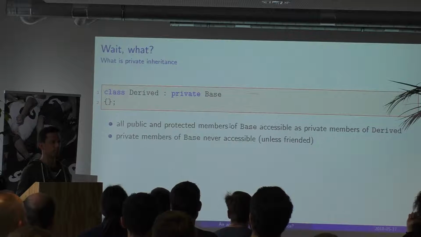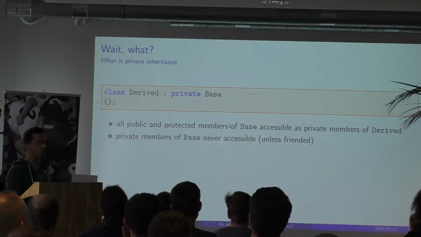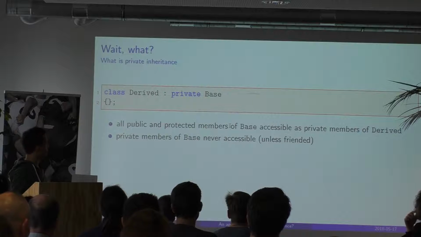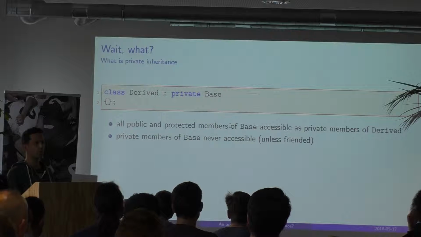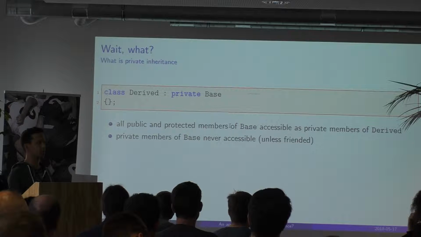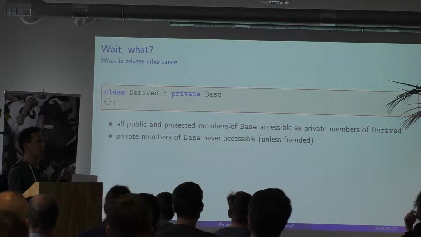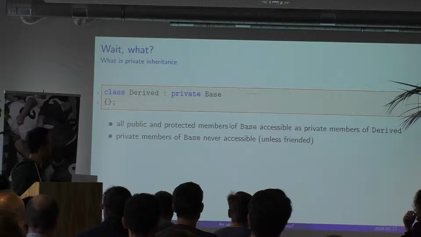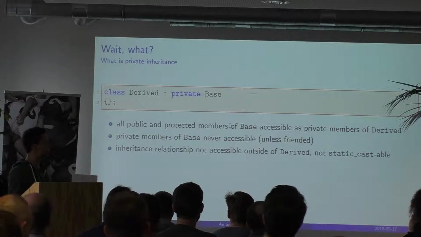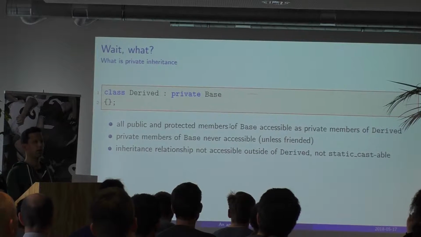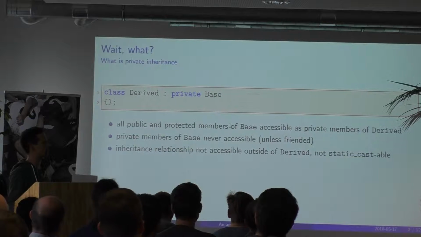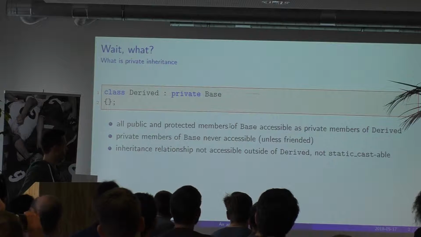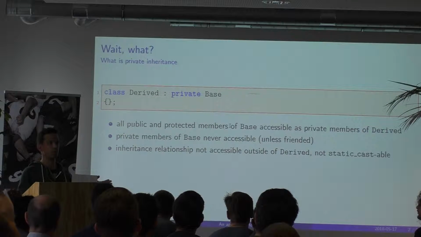The syntax is more or less like the usual inheritance, but instead of using the word public, we use private. The consequences are that the public and protected members of base are accessible as private members in derived. The private members of base are not accessible because they're private. That's never accessible for derived classes. Interesting also is that this inheritance relationship cannot be seen from outside of derived. So outside of derived, you can't use a static cast or expect the base and use a derived in that location.